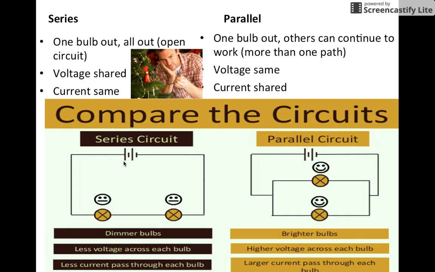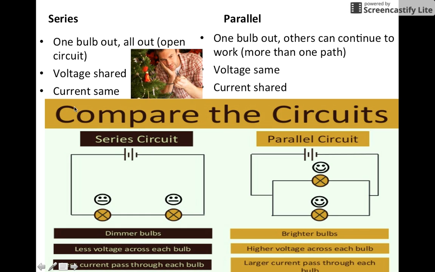And basically, they should notice the difference in brightness of the bulbs and what happens if you take one bulb out in a series versus a parallel circuit. And some key things they'll notice is series, like the old-fashioned Christmas lights. If one bulb goes out, they're all going to go out, versus parallel, where there's more than one path. So if one path's closed down, the other path still works. Like if they're trying to get to school and the road's closed, but there's another road to get to.